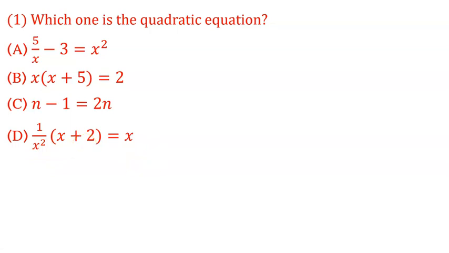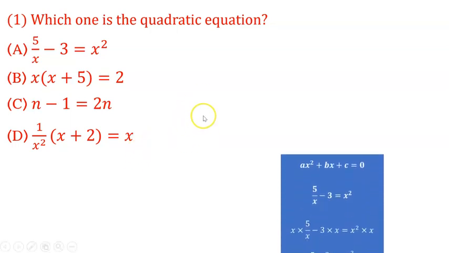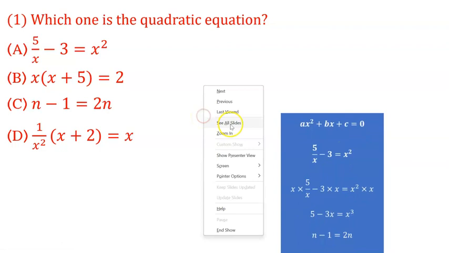Okay, now we'll verify which one is the quadratic equation. Now see this here first. That is the standard form of the quadratic equation, ax square plus bx plus c is equals to 0. हा quadratic equation चा स्टँडर्ड फॉर्म आहे. फर्स्ट इक्वेशन जर आपण इथे बघितलं तर 5 upon x minus 3 is equals to x square.